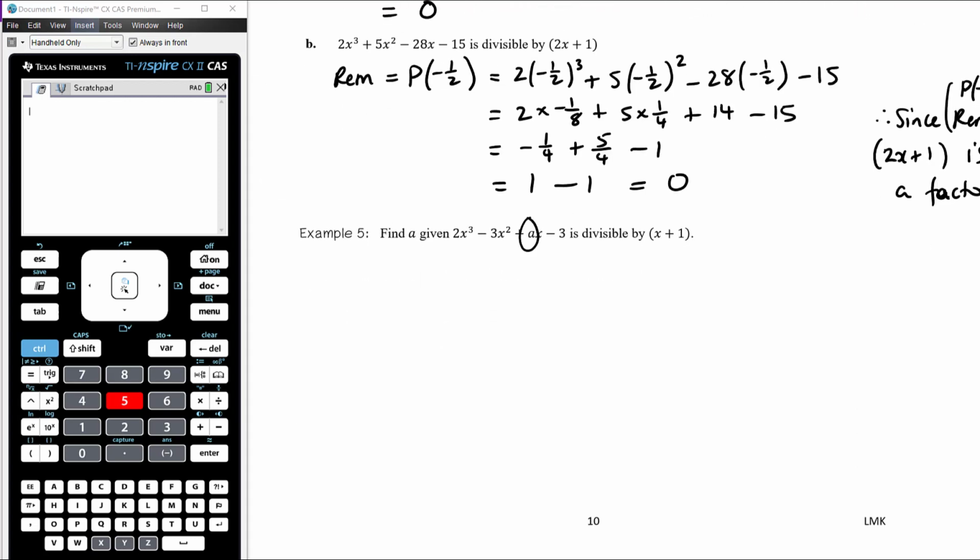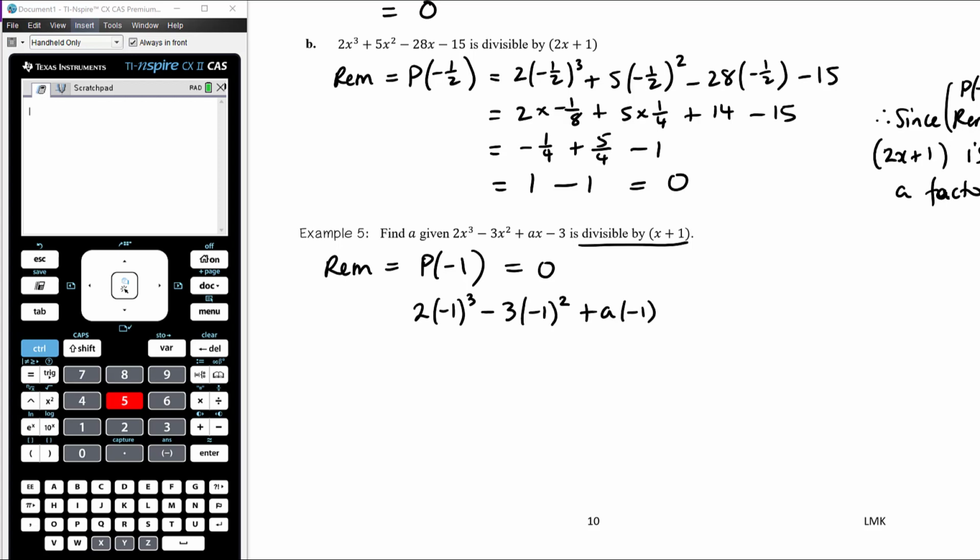Okay, so we've got an unknown coefficient here in this polynomial, but we know that this polynomial is divisible by x plus 1. Okay, so that means the remainder is going to be equal to 0. So the remainder is going to be p of negative 1 in this case, and that will be equal to 0 because it's divisible by x plus 1. Alright, so then let's work out what p of negative 1 is. So it's 2 times negative 1 cubed minus 3 times negative 1 squared plus a times negative 1 minus 3, and that's going to equal 0. We should be able to now solve this equation to find a.